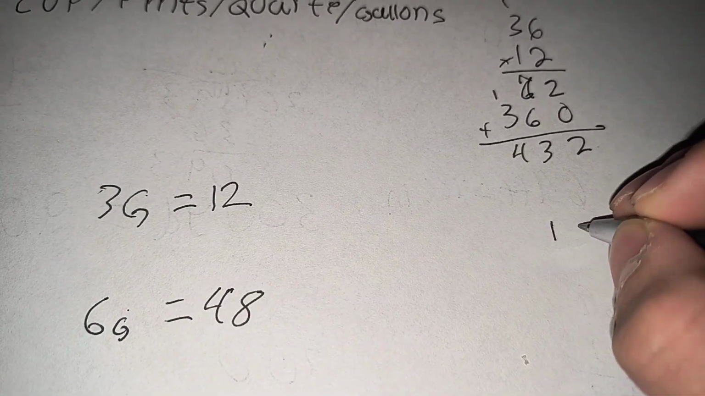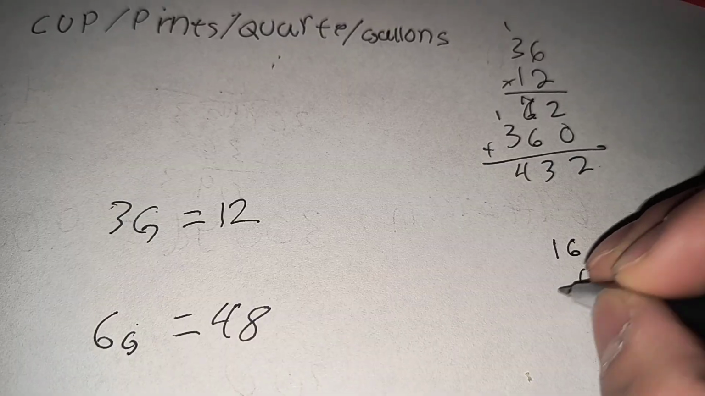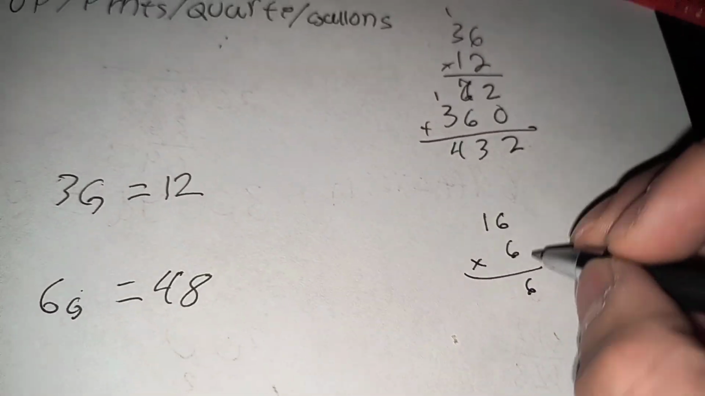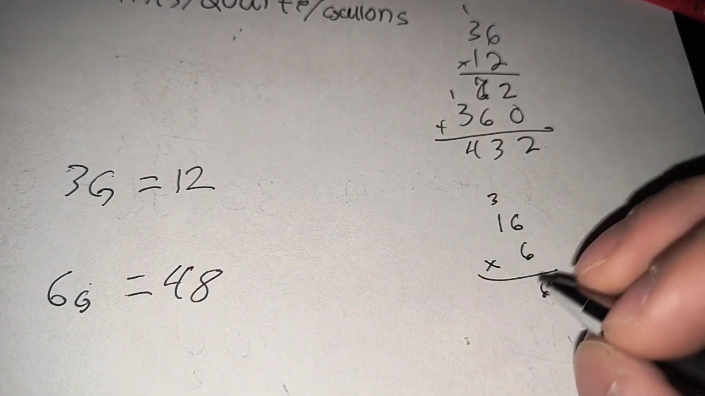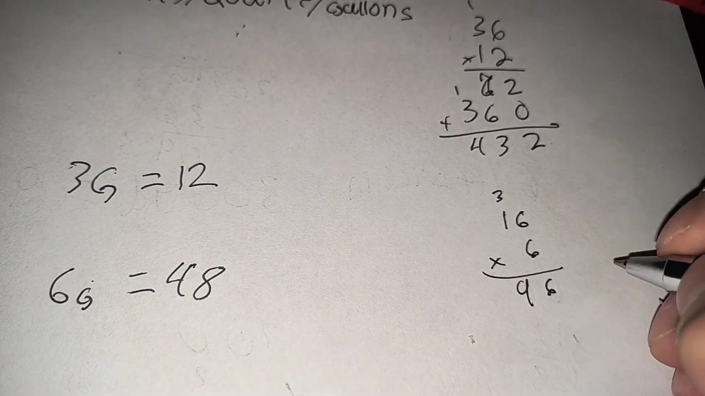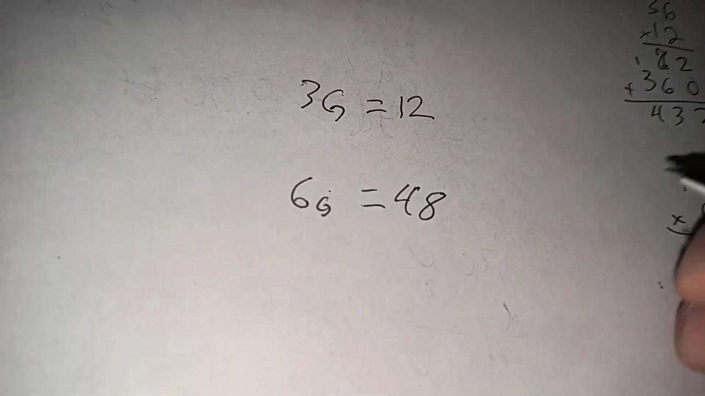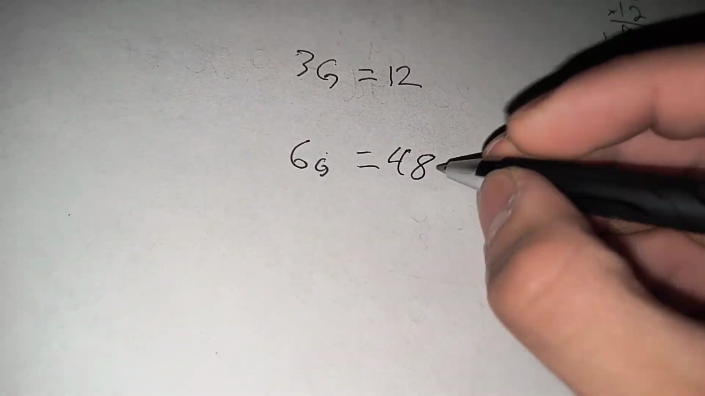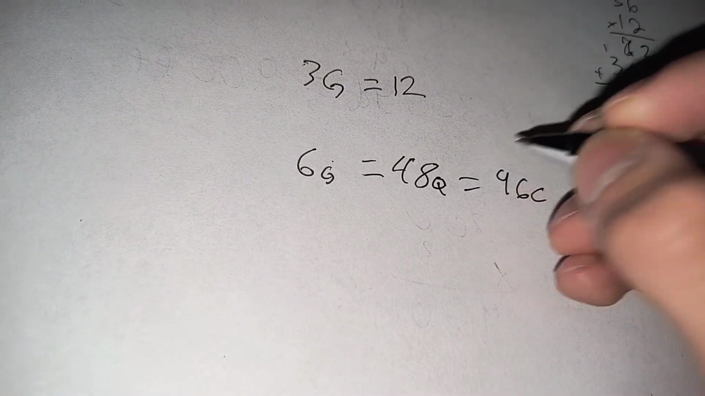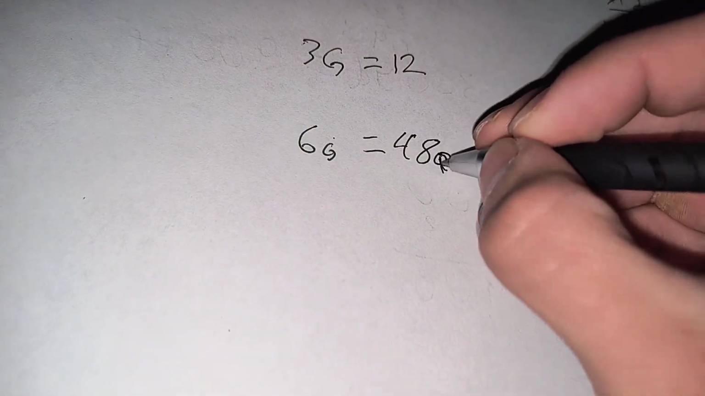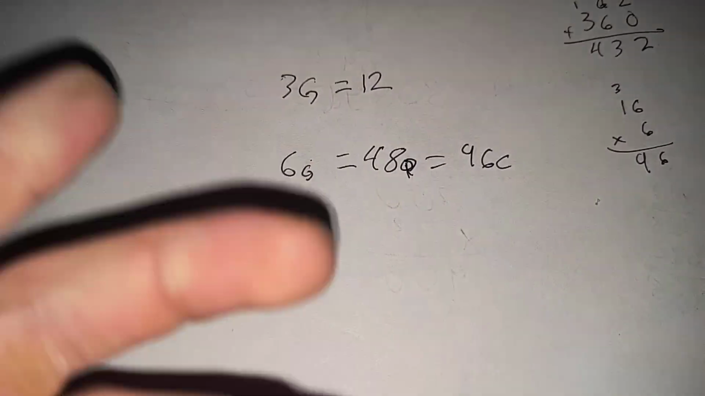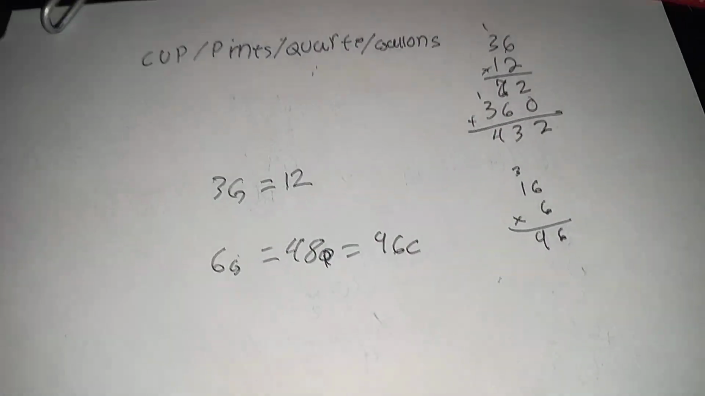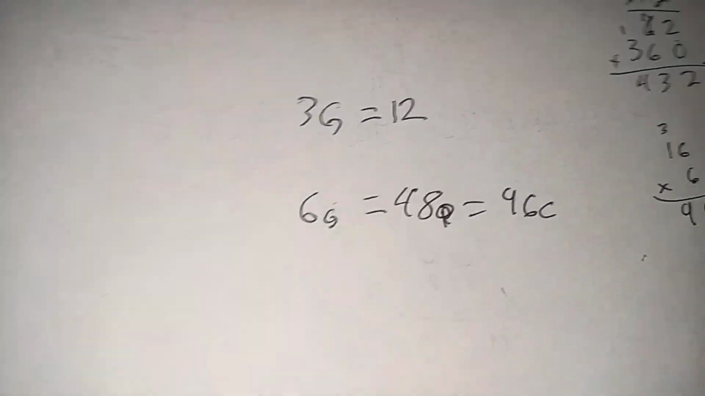16 times 6, oh my goodness. 6 times 6 is 36. 6 times 1 is 6, plus 3 is 9. 96 cups. So this would be 96 cups. This would be quarts. Or no, this would be pints. Oops. So 6 gallons of milk would be equal to 48 pints and 96 cups. That's a lot of cups.